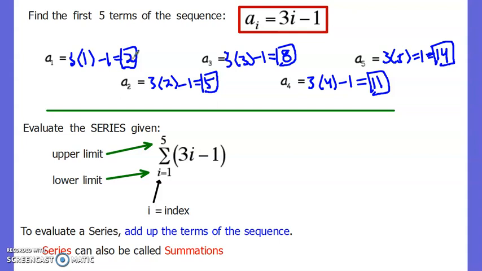Now the difference between a series and a sequence is the series is actually going to take all the terms of the sequence and add them up. Right? We're going to add up those terms. So you'll notice down here at the bottom we've got what we call sigma notation or summation notation. Series can also often be called summations.